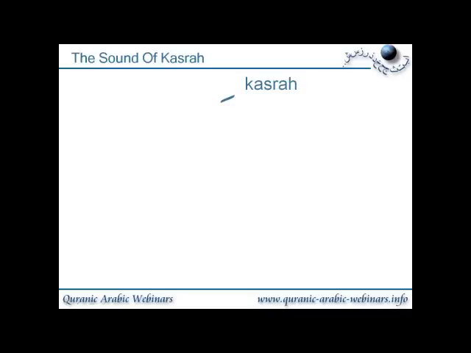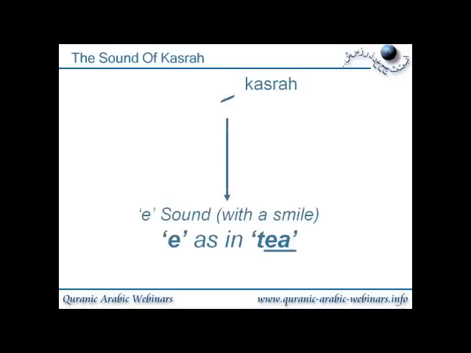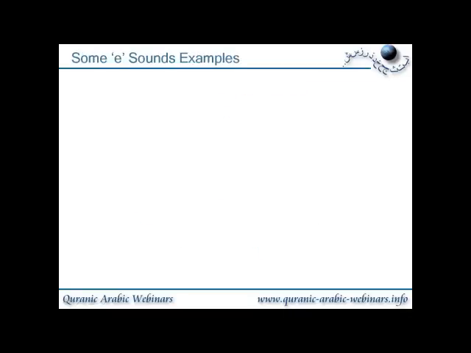So remember, the Kasrah is a small line drawn underneath the letters, and it will give the sound of E to the letters. And generally, when you make the sound of E, you can try to do a small smile. So it's E. The E sound is equivalent to the E sound in the English word T. So if you say T, you should be automatically smiling. Some examples of the E sound.